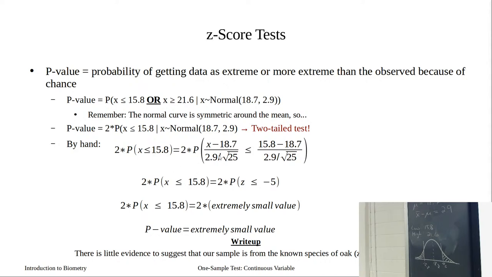We used everything that we've been doing by hand, but we can also do it in R, right? So calculate the area by using R. All right, see what we get. What function do we use to get those areas? Down here, pnorm. All right, let's get our p-value.